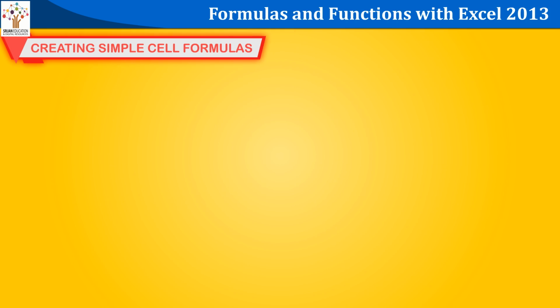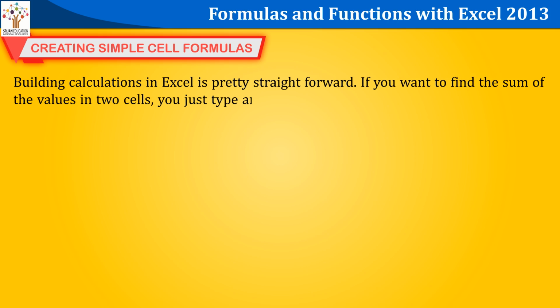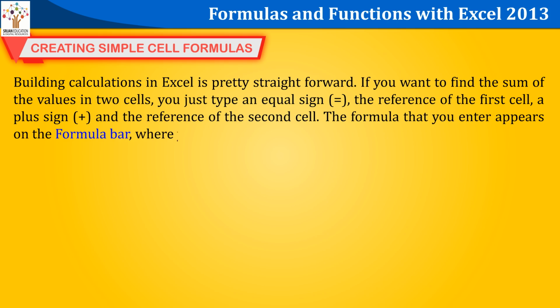Creating simple cell formulas. Building calculations in Excel is pretty straightforward. If you want to find the sum of the values in two cells, you just type an equal sign, the reference of the first cell, a plus sign, and the reference of the second cell. The formula that you enter appears on the formula bar, where you can examine and edit it.